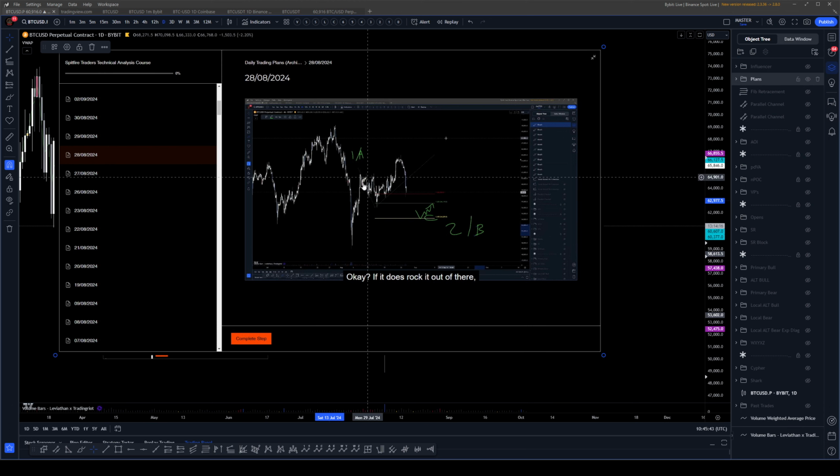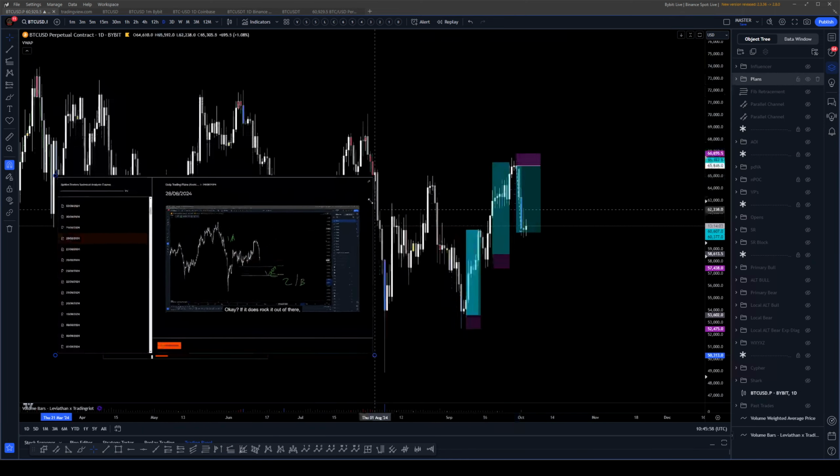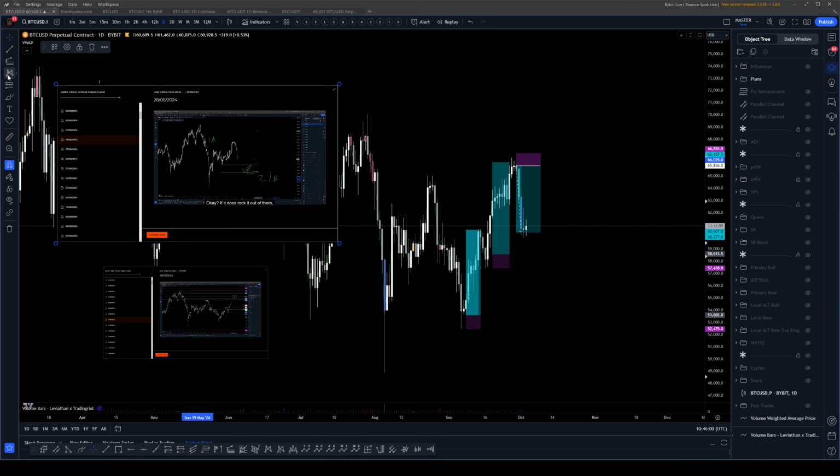Obviously, I say this again and again and again: I don't know where the market's going. But using tools like Elliott Wave Theory, it means I can make plans and figure out the most probable areas if price gets there. Then I can make a decision whether I want to take a trade or not. So in this instance here, what I was looking for was an expanded flat.